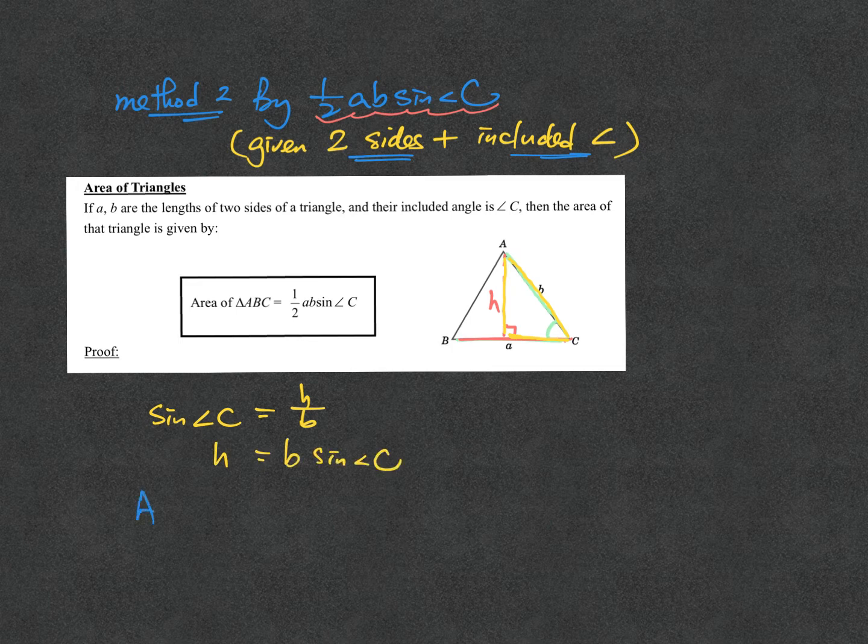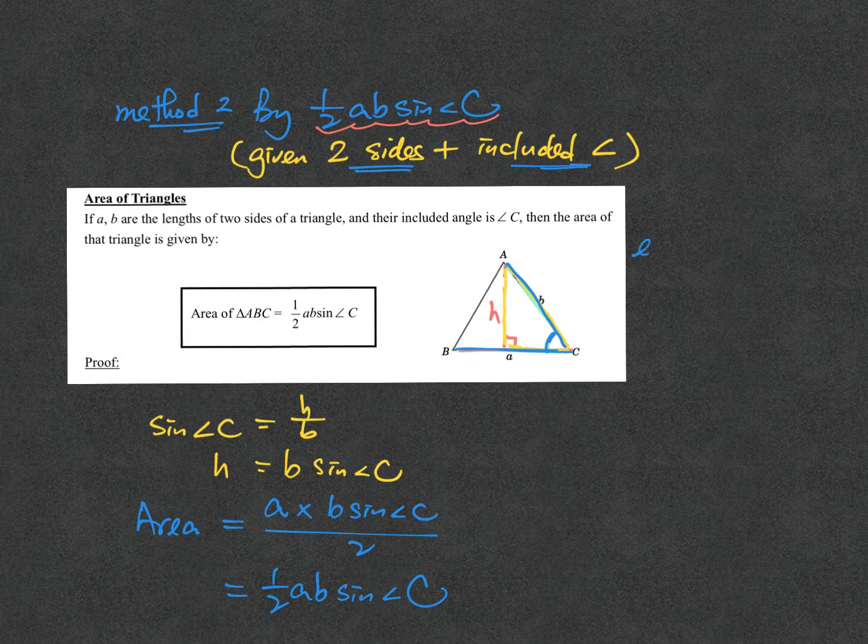Now we can apply the formula of base times height over 2 in order to find the area. The base is a, the height now is b sine C, divided by 2. Can you see that the formula pops up? It's 1 over 2 ab sine C, used to find the area of a triangle. So let's repeat: in what situation should we apply this formula? Definitely when two sides a and b are given, and the included angle is given.